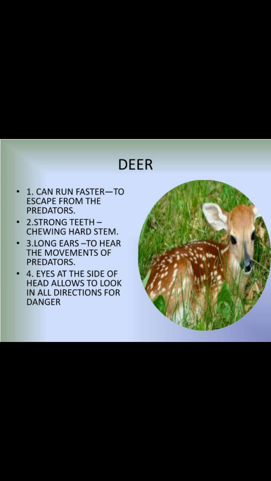Next one is deer. Deer can run faster to escape from the predators like lion. Strong teeth for chewing hard stems. Long ears to hear the movements of the predators like tiger, lion, etc. Eyes at the side of the head allow it to look in all directions for danger. So eyes are very big. It will look everywhere.